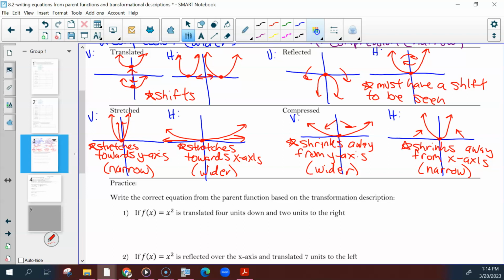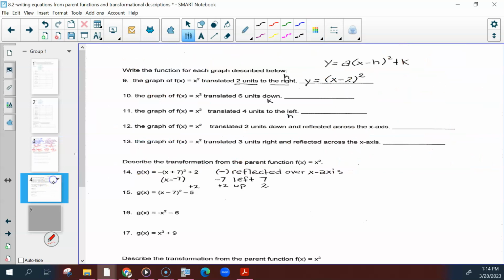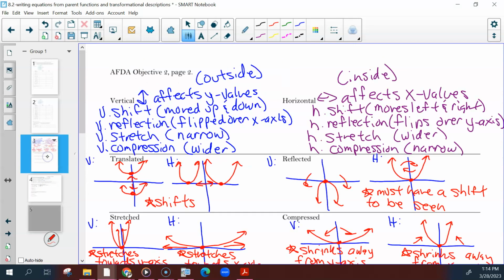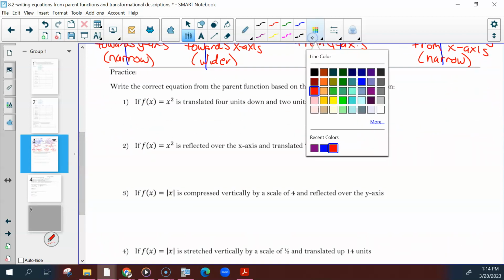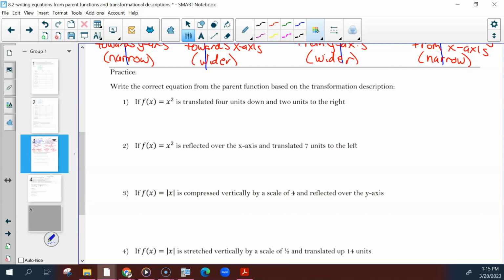Before we start that though, on the last page, there is an equation up here. I'm going to write that on here, so if you need to flip back and forth, that's where I'm getting it from. It says y equals, I'm going to use f of x equals because that's what these say, but it's interchangeable. So f of x equals a, then parentheses, x minus h, close parentheses, squared plus k.